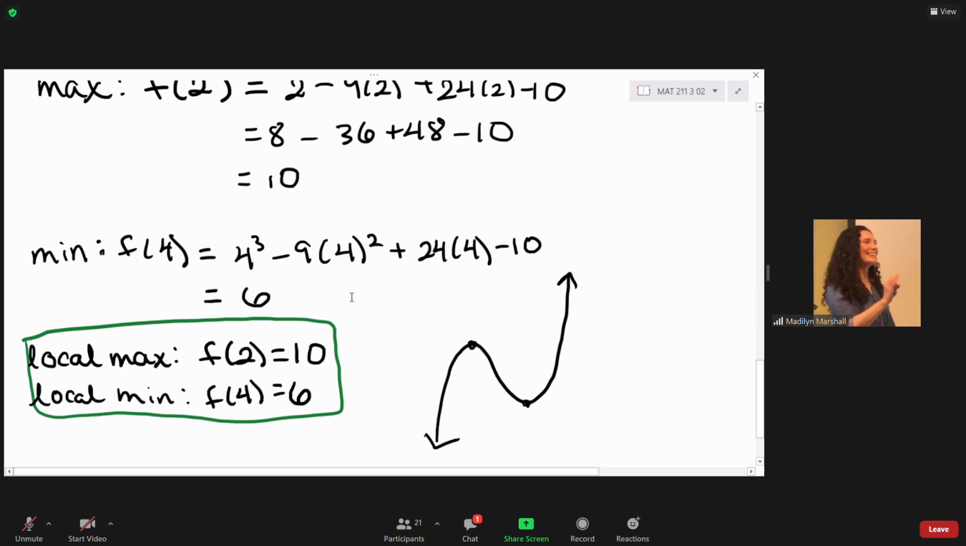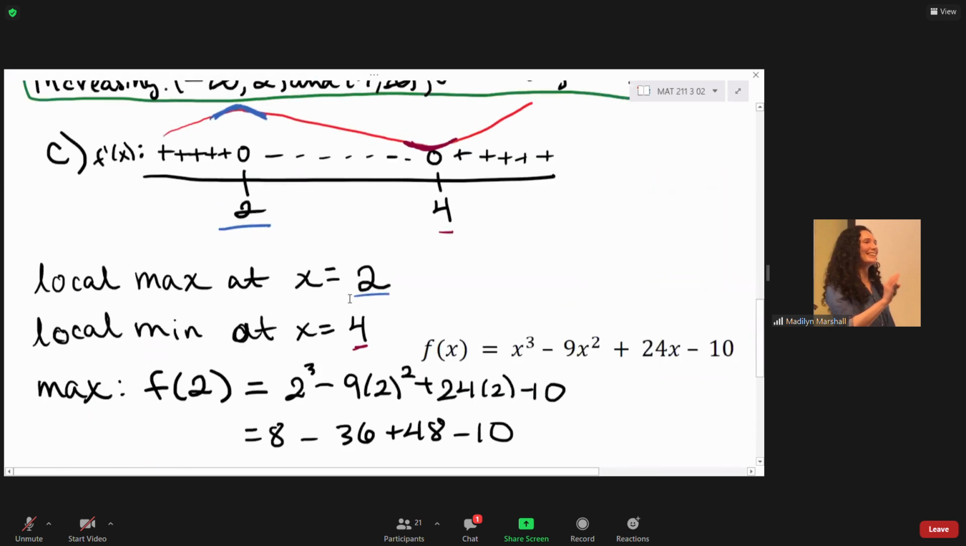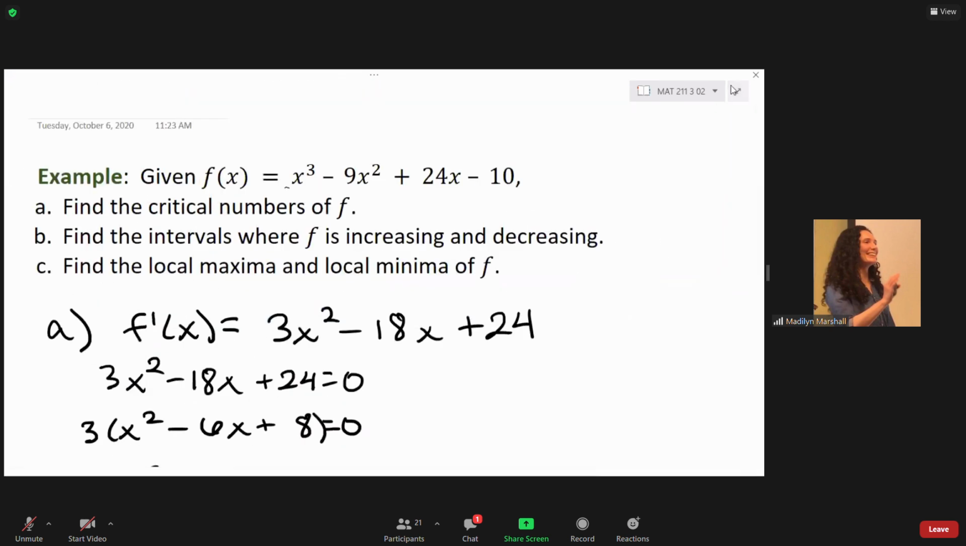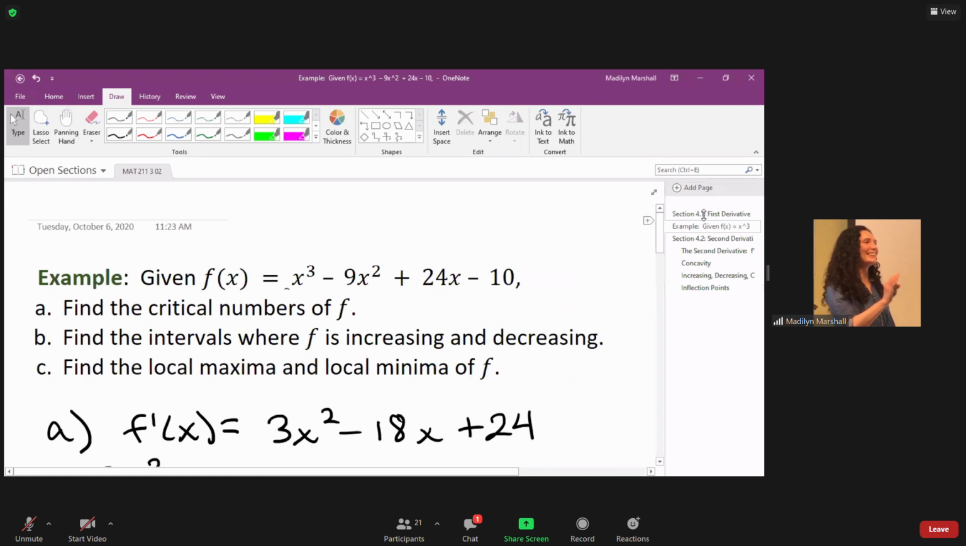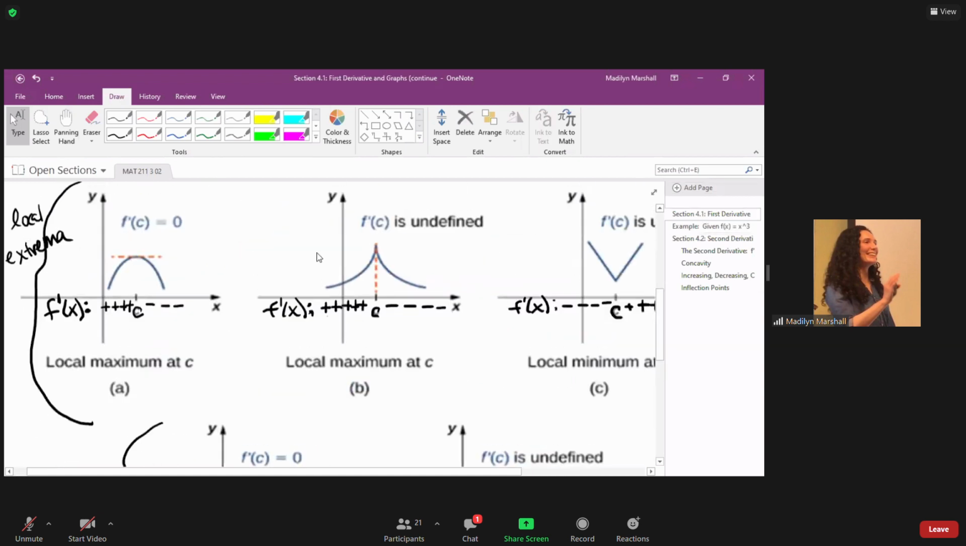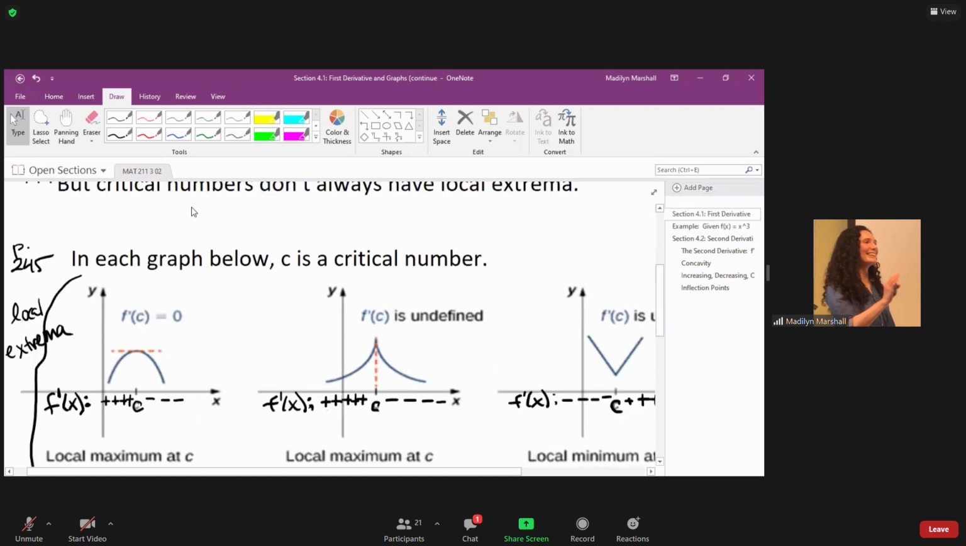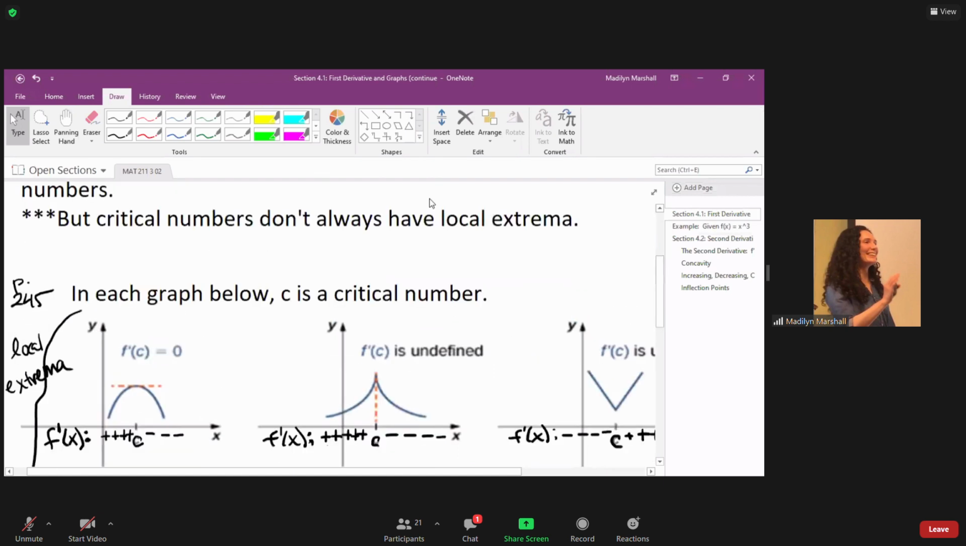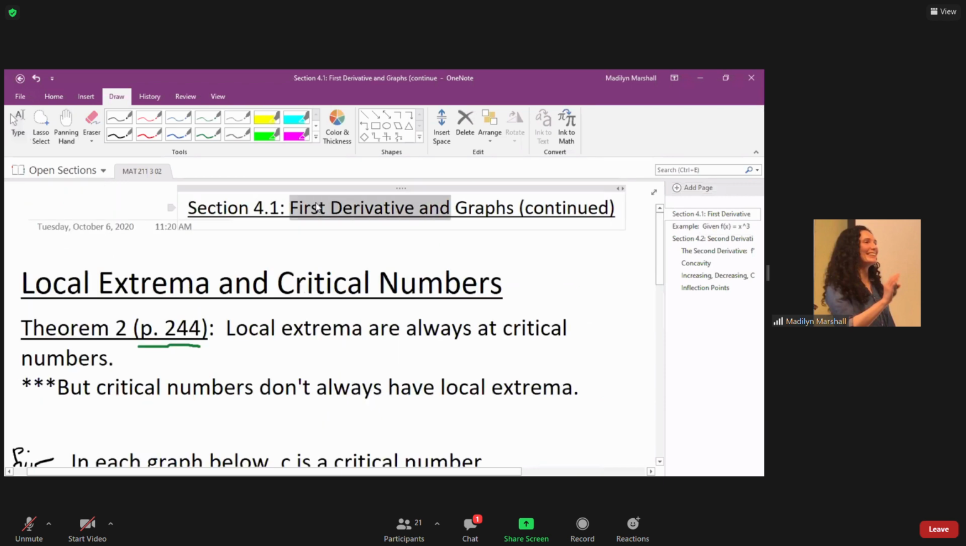So this is all of section 4.1. And so 4.1 was titled First Derivative and Graphs in section 4.2.